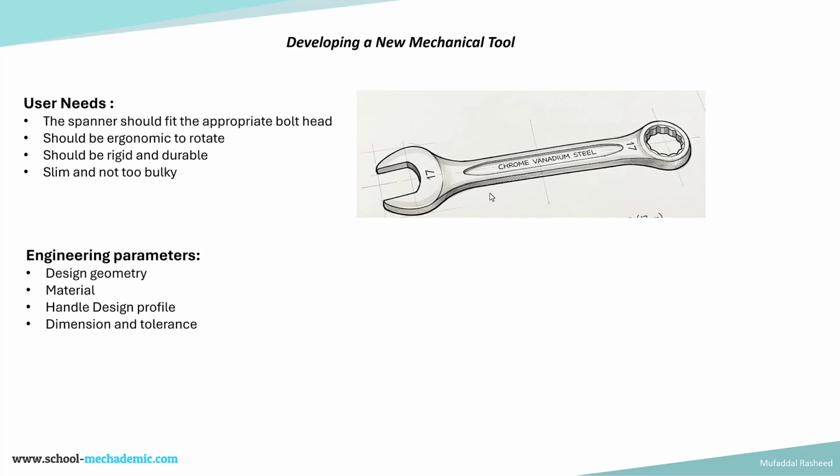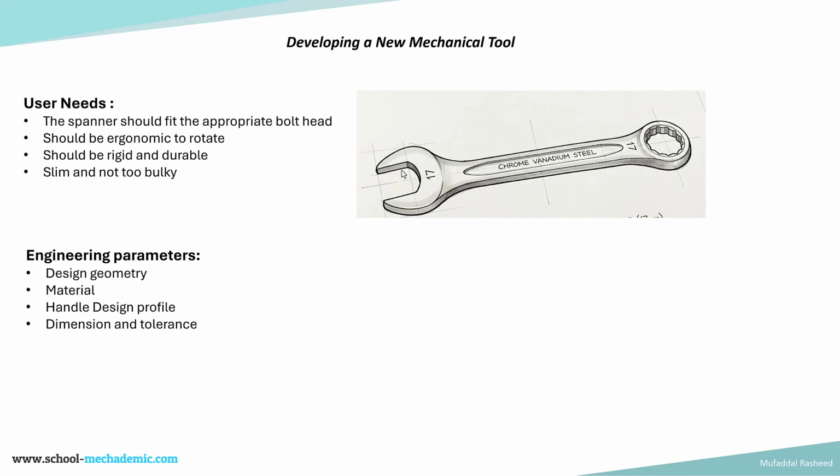Next is, what is the design profile of the handle? How is it shaped? Whether it's ergonomic or not to hold for the user. And also the dimensioning and tolerancing of the across flats over here. That depends on the fit which will take place between the bolt head and the spanner. So the dimensioning and tolerancing is another important engineering parameter which will be governed by the design engineer in the design of the tool.